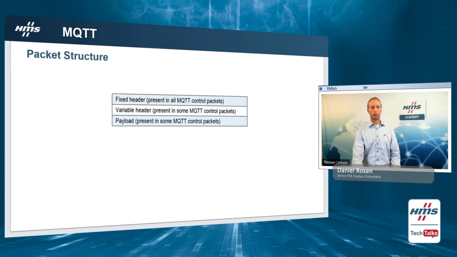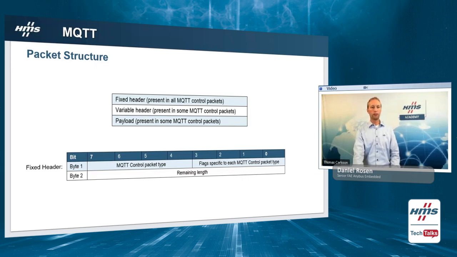The packet structure is pretty simple. It's a fixed header with 2 bytes. It has in the first byte the packet type, and in the second nibble some flags depending on what packet type it is, and then there is the remaining length of the message. Some messages also have a variable header and a payload, but it depends on what kind of message it is.